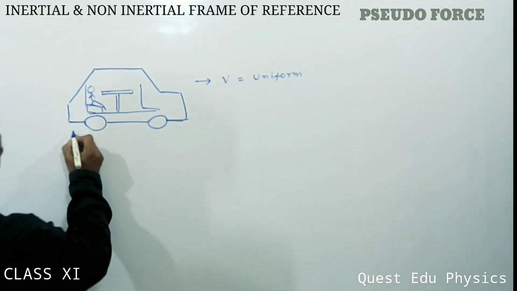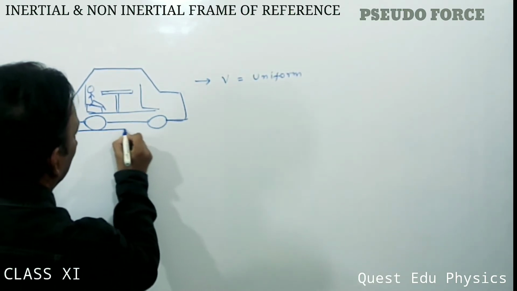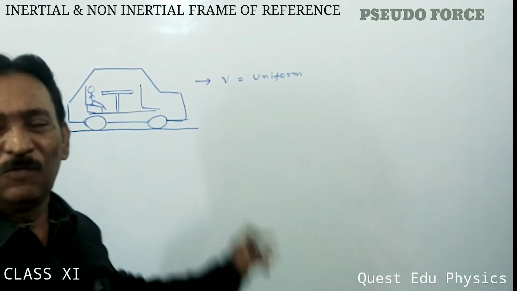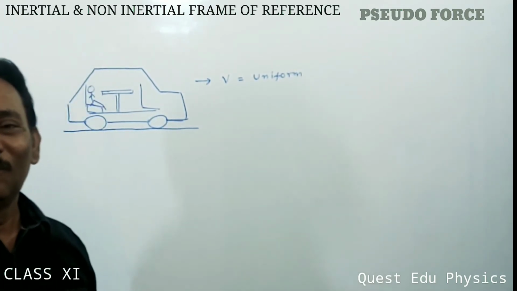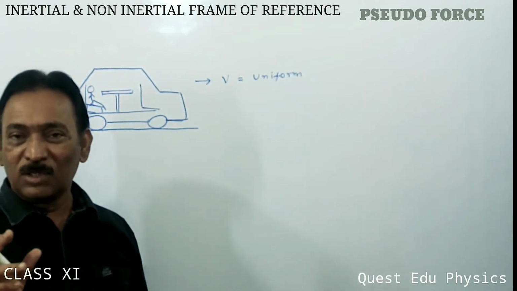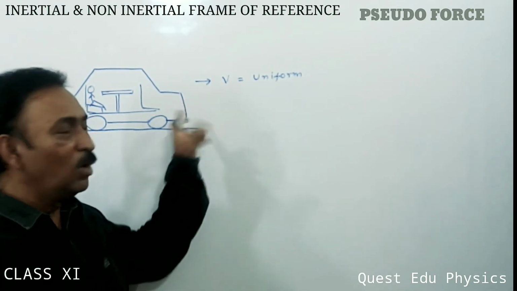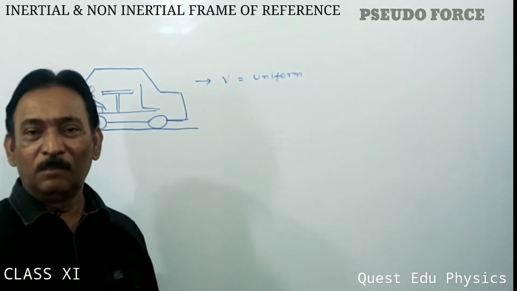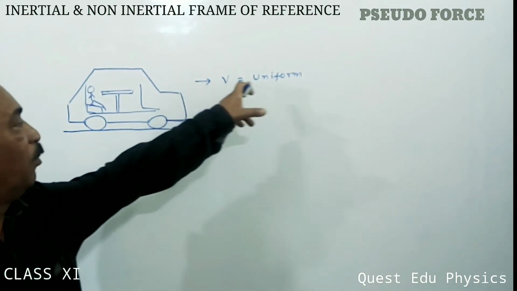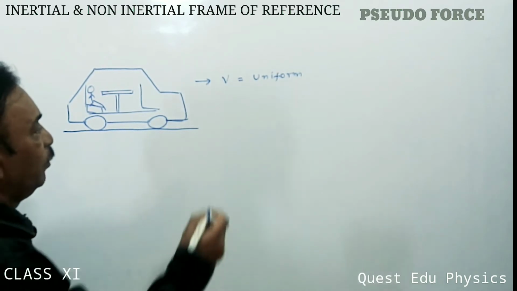Obviously, if it is moving with uniform velocity, then we can say the frame is an inertial frame. I told you, an inertial frame is the frame in which Newton's laws are valid. It means it is non-accelerated motion. It is the example for non-accelerated motion, and the body is moving with uniform velocity.